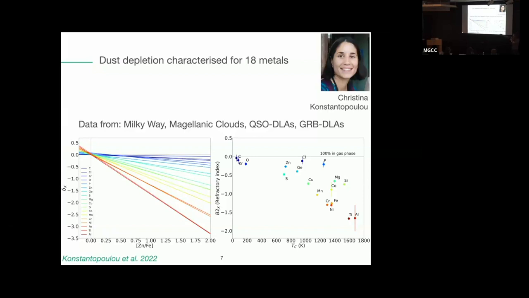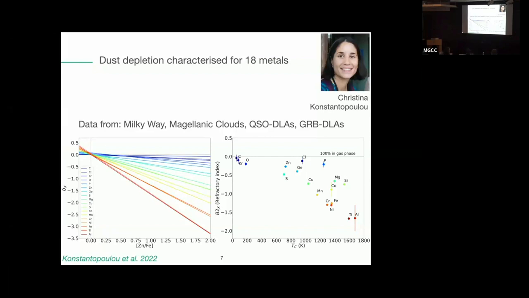So those are the dust depletion sequences. This is the amount of dust depletion, the delta, as a function of zinc over iron in the gas, which is a rough tracer for the amount of dust. So 0 means no dust, and here means a lot of dust. You can see these sequences are for different metals. The steeper these curves are, the more these elements tend to deplete into the dust grains.